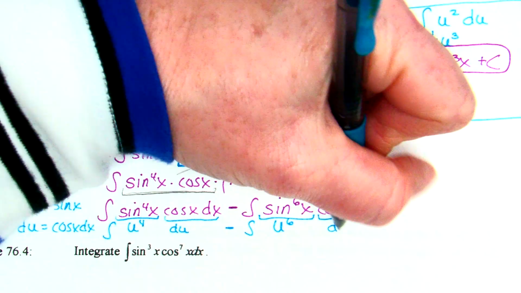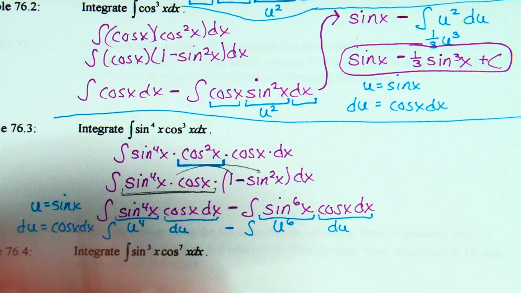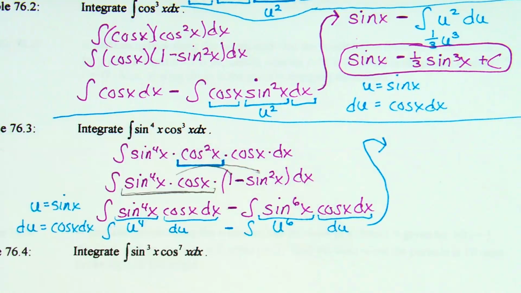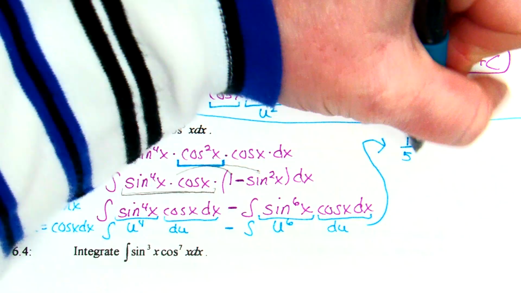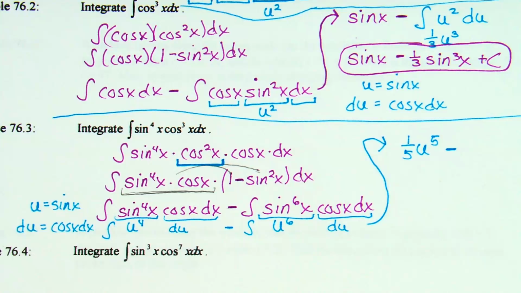So, what's the integral of u to the fourth? U to the fifth over 5. Minus, what's the integral of u to the sixth? I'll take it either way. U to the seventh over 7, 1/7 u to the seventh. It's the same. And honestly, I like talking about both because you need to recognize both.